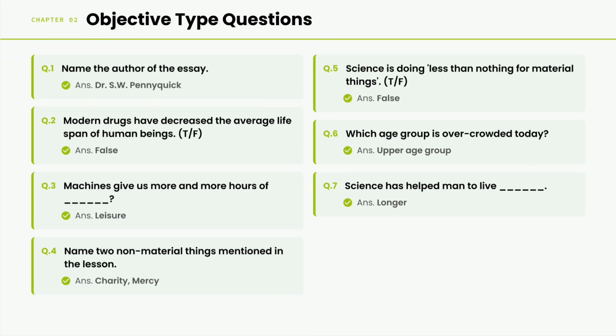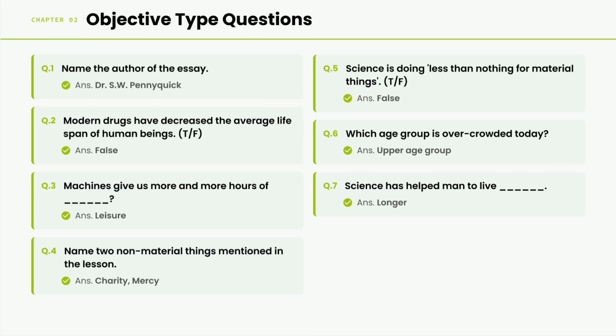Answer. Leisure. Question 4. Name 2 non-material things mentioned in the lesson. Answer. Charity, mercy. Question 5. Science is doing less than nothing for material things. True or false? Answer. False.